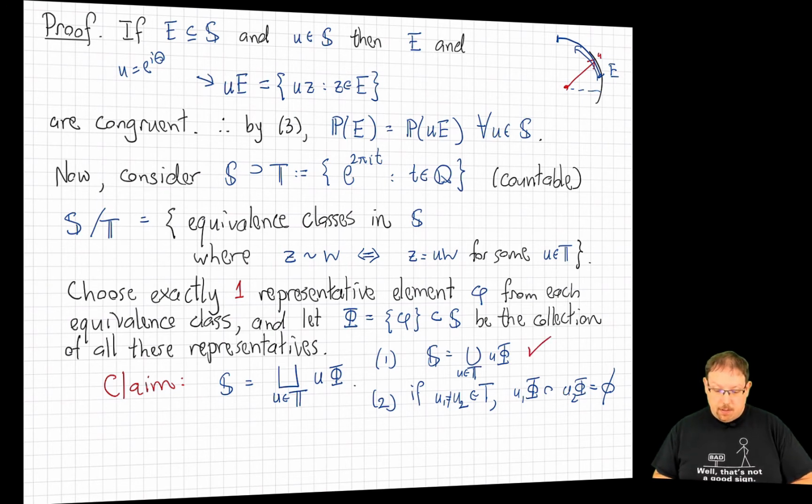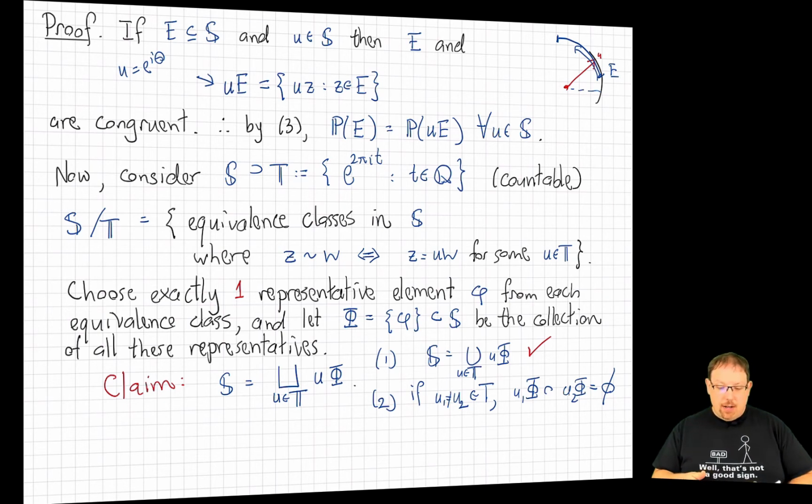Now as for property two, what if I take two distinct points in T, two distinct rational angles, and I take the set phi, and I rotate the set phi by those two. Could it be that I get something in common between them? The answer is no, because phi is one representative from each equivalence class, and the equivalence classes are all disjoint from each other. So property two follows again from the definition of equivalence relations. Equivalence classes are distinct from each other. And that means that these two sets consist of disjoint points from disjoint equivalence classes.